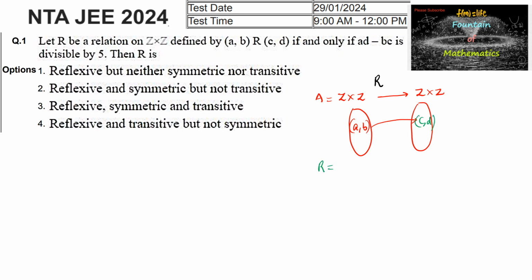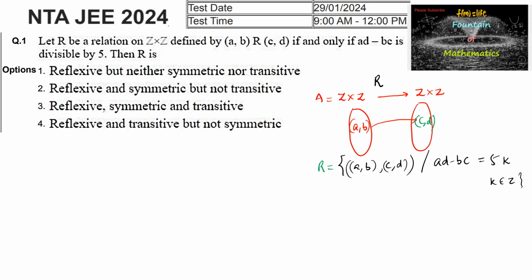So it is given R is equal to (a,b) related to (c,d) such that ad minus bc is divisible by 5. Divisible by 5 means it should be divided by 5, so it equals 5 times some constant k, where k is some integer. So we need to check whether this R is reflexive, symmetric or transitive.